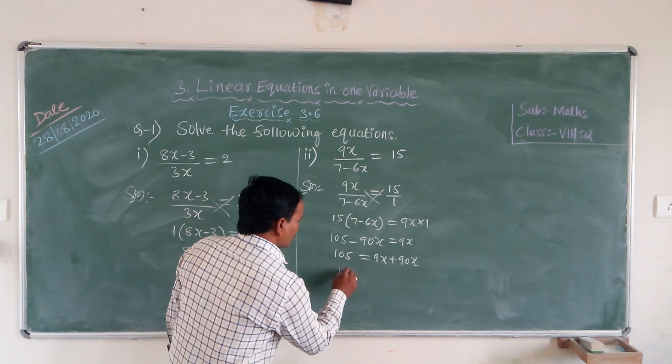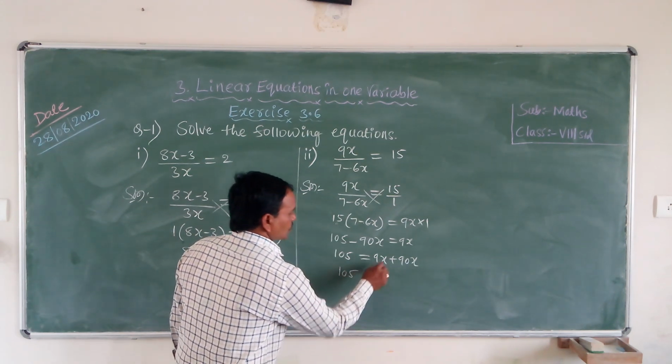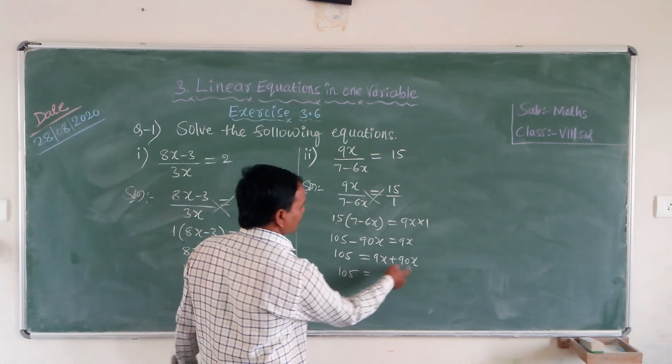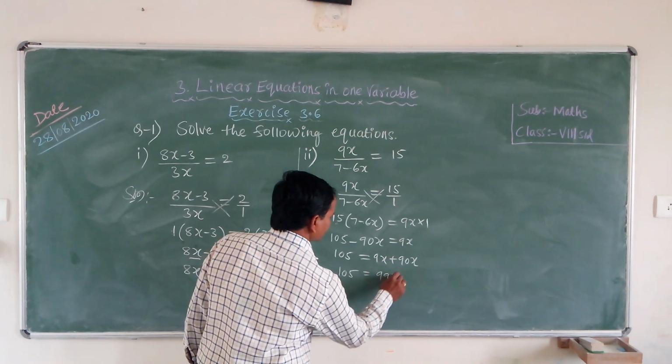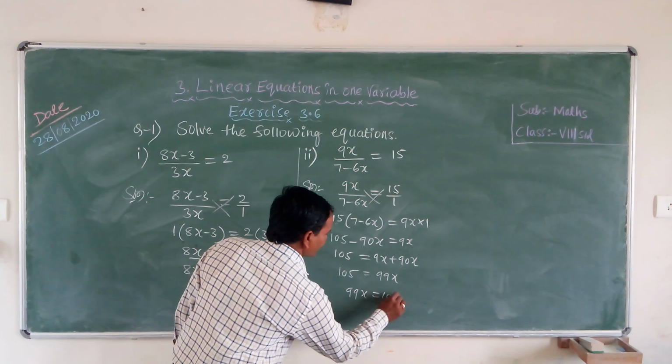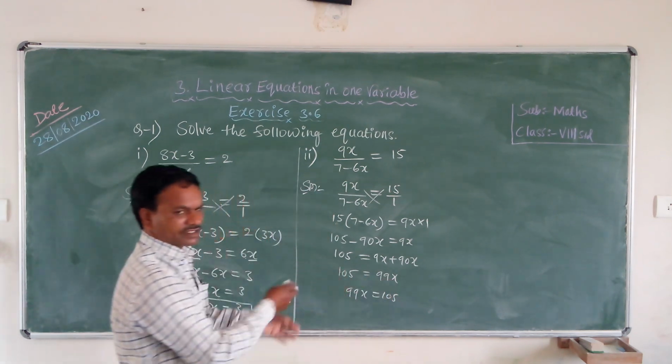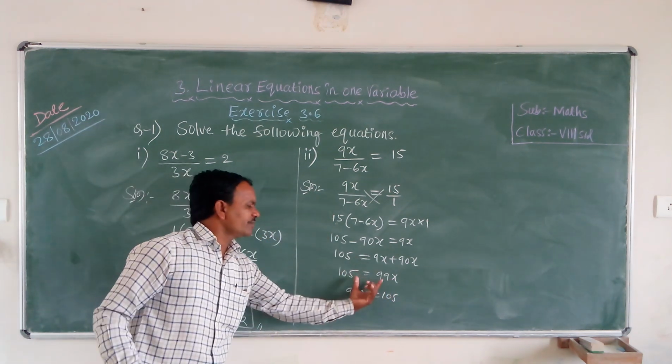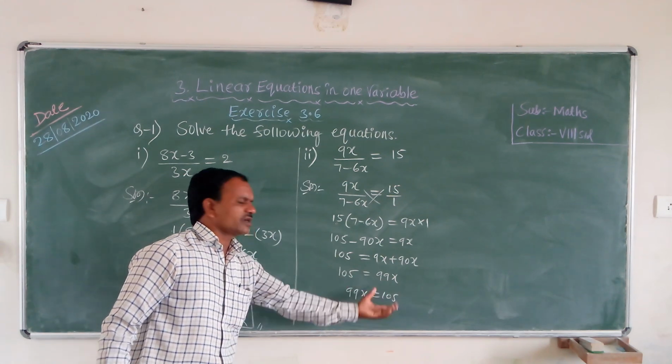So 105 is equal to 9x plus 90x, 99x. So 99x is equal to 105. Here is the x, reverse it. Both are equal, so first you write this one, after that you write this one.